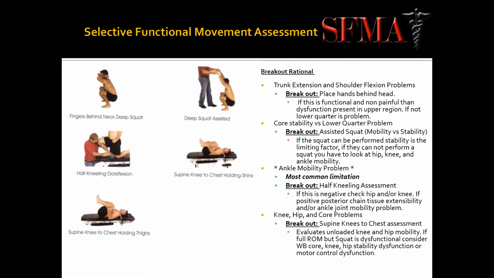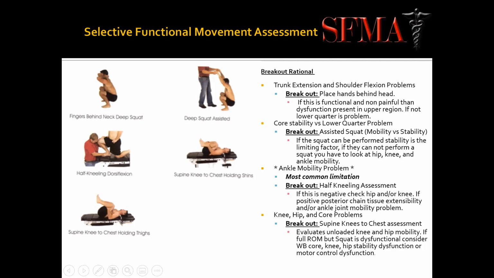The nice thing is what he's doing there as a test is also a great intervention component. If they still have dysfunction, we do consider looking at their knee mobility, which is the supine knee to chest holds to shin. And then we look at the hip mobility, which is the supine knee chest holding the thighs. And this is how we can start actually looking at mobility versus stability.